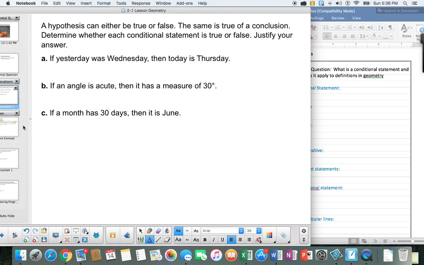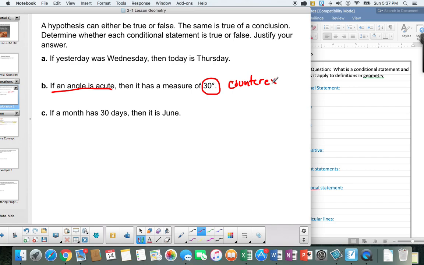If an angle is acute, then its measure is 30 degrees. Now, we know what acute means, but that doesn't necessarily mean it has to be 30 degrees. So with a counterexample that we learned in the last unit, we can say, no, that's not necessarily true. If you have an acute angle, it could have been 17 degrees or some other measure. So that sentence doesn't make sense.